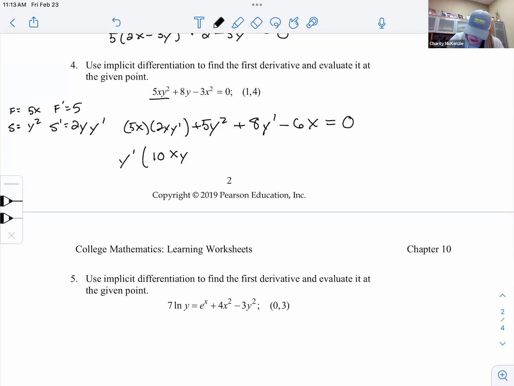And then the other term that has the y prime is this one. So I'm going to write it with just the 8 and the y prime has gone out front. So we've taken care of this term, and this term. Those are both written first, and we took the y prime out. So we still have this 5y squared and the 6x equals 0.